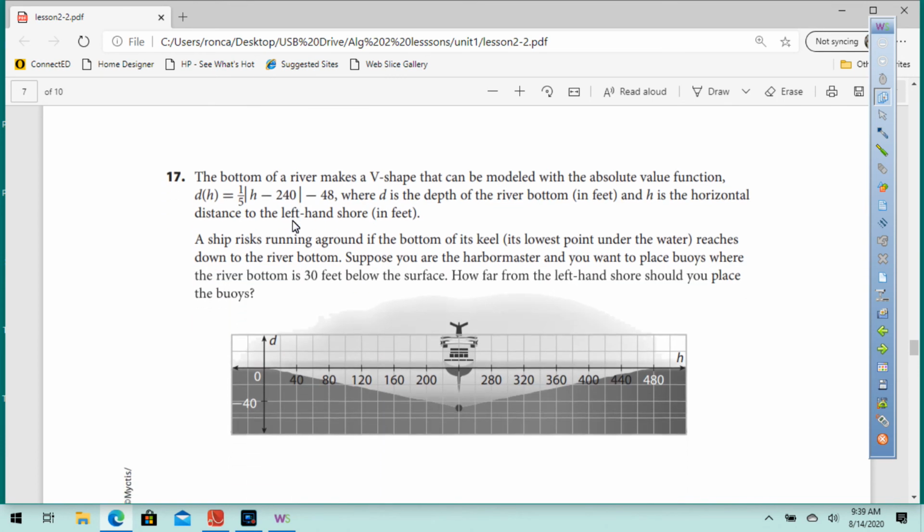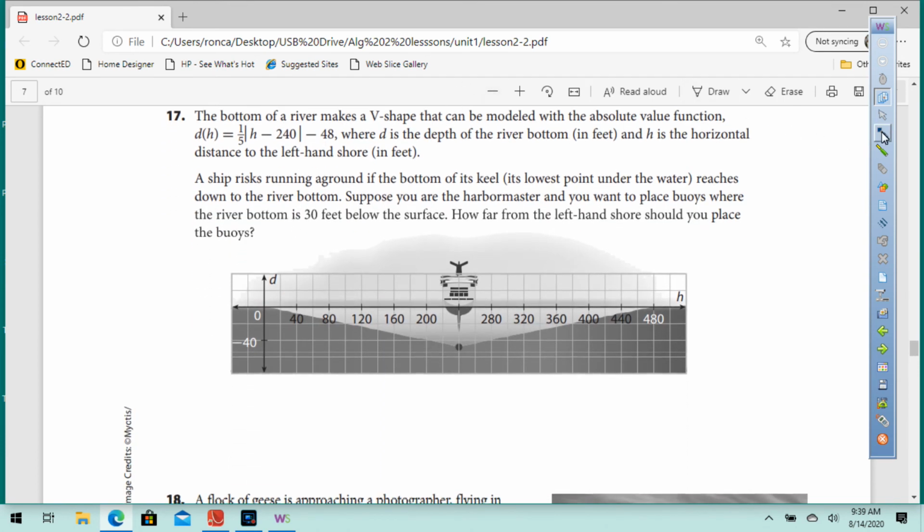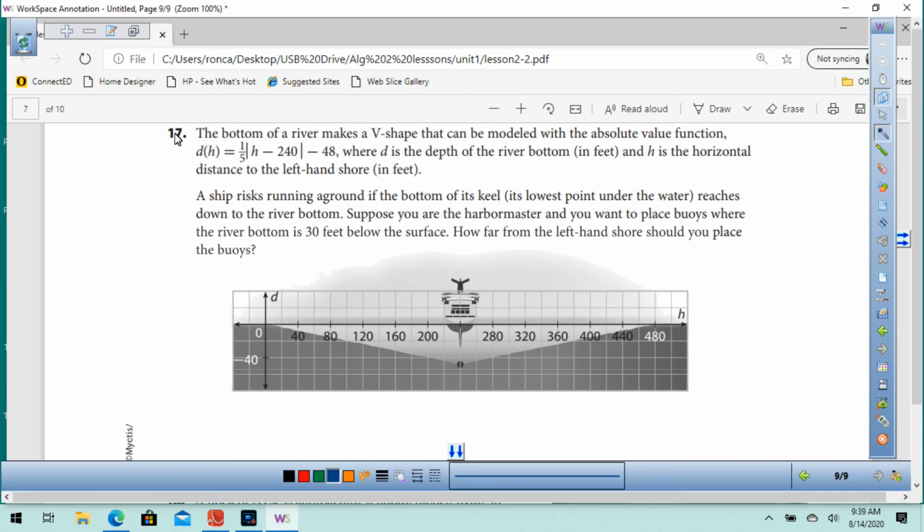The bottom of a river makes a V shape that can be modeled with an absolute value function. D of h equals 1/5 times the absolute value of h minus 240, minus 48, where D is the depth of the river bottom in feet, and h is the horizontal distance to the left-hand shore in feet. A ship risks running aground if the bottom of its keel, its lowest point under the water, reaches down to the river bottom. Suppose you are the harbor master and you want to place buoys where the river bottom is 30 feet below the surface. How far from the left-hand shore should you place the buoys?